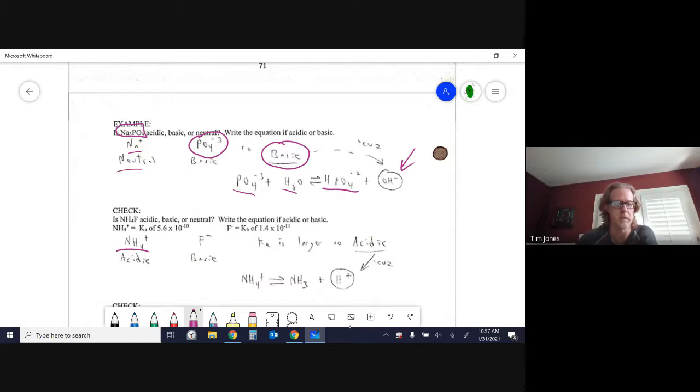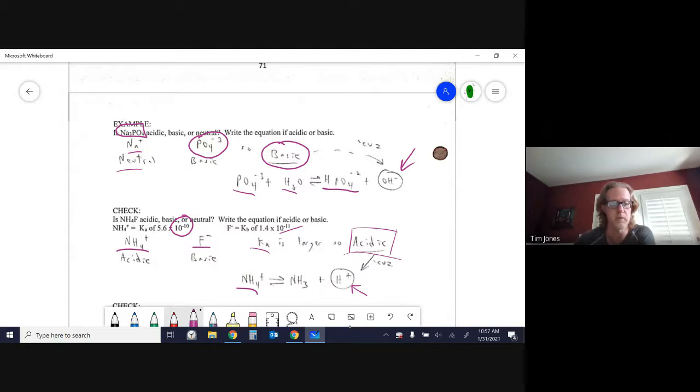Ammonium is acidic, F- is basic. So now we have to see who's going to dominate. Well, it turns out 10 to the negative 10 is a bigger number than 10 to the negative 11. So the Ka wins. So since Ka is winning, it's going to be acidic. To show that, you take the ammonium and show it being an acid. So take off a hydrogen, like so.